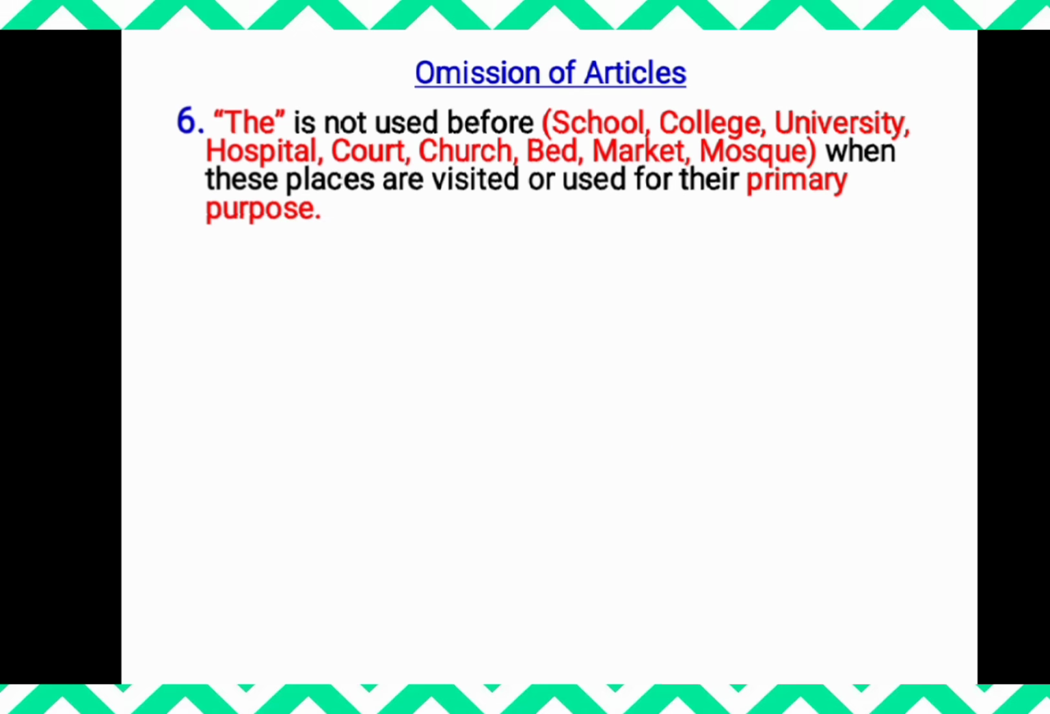Omission of articles, rule number 6. The definite article the is not used before school, college, university, hospital, court, church, bed, market, mosque. We do not use the definite article the before these words when these places are visited or used for their primary purpose. Keep in your mind the words primary purpose. And we have some examples according to this rule.